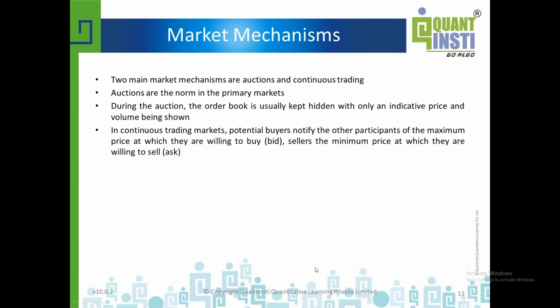So auctions are the norm in the primary markets, right? Initial public offerings, or if there's a merger or an acquisition or whatever, these sorts of things, auctions are the norm, and they're pretty opaque in that sense. But in continuous markets, potential buyers notify the other participants of the maximum price at which they would be willing to buy the asset.